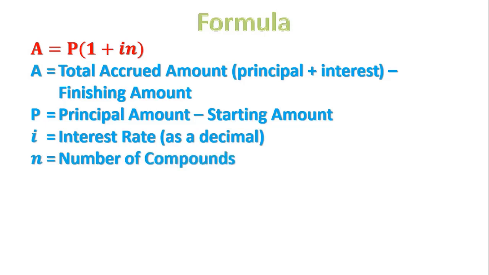Lastly, the letter N, which is the number of compounds. So in other words, if we're compounding it per year, then it's how many years. If we're compounding it per month, then it's how many months. So the N is the number of times that we work out the interest. So let's put this formula to use with 4 different examples to see how it works.